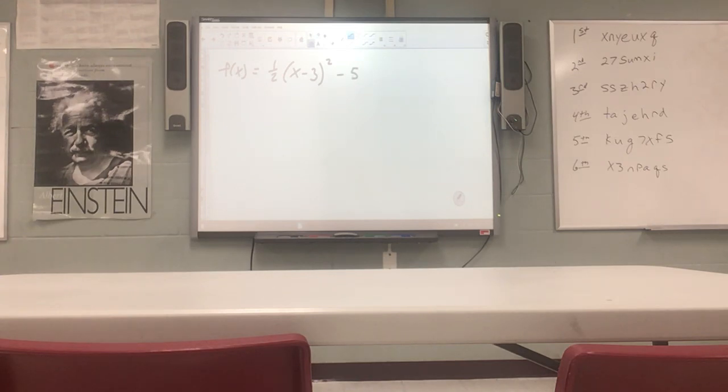All right. I got f of x, which is the same as y. Just want you to get used to seeing it written both ways. f of x equals 1/2 times x minus 3 squared minus 5. I'm going to be quiet for a minute and see how far you get, just like we did on the last one. See if you can label the vertex and the axis of symmetry and graph it.